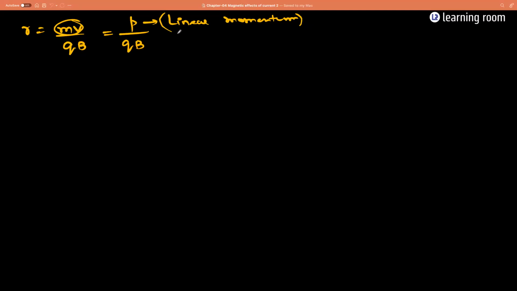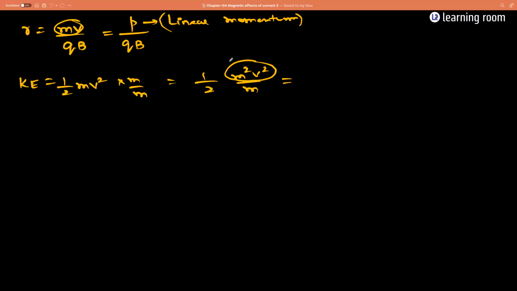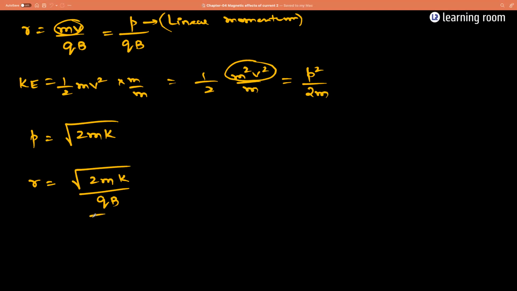Sometimes they give you the concept with respect to kinetic energy. So we know that kinetic energy is half mv square. Multiply and divide it with m. What will you get? Half into m square v square divided by m. What is m square v square? It is p square. So K is p square divided by 2m, so p will be equal to root of 2m into K. You can write it like this also. So r will be equal to root of 2mK the whole divided by qB. This is another way of writing the same expression.